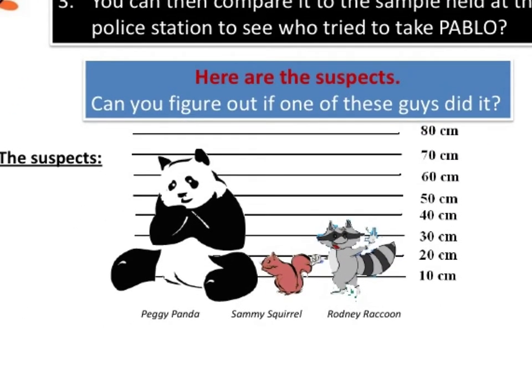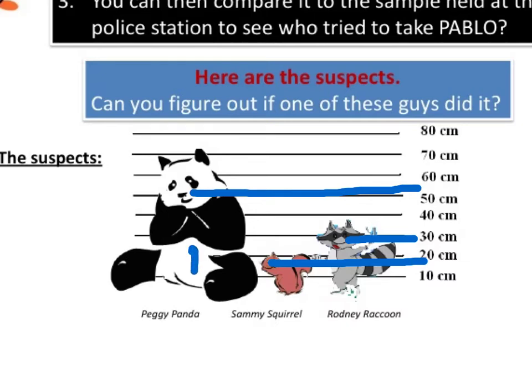There were some surveillance cameras at the site of the crime scene, but we couldn't get a really good look at the assailants, and Pablo couldn't see him very well either. But the surveillance camera did show that we have Peggy the panda, Sammy the squirrel, and Rodney the raccoon that were out loose that night and looking kind of suspicious. And as you can tell, conveniently, they all have different heights. So whoever Pablo gave the bloody nose to, we should be able to figure out which one of those characters was in his cage if it was in fact one of them.